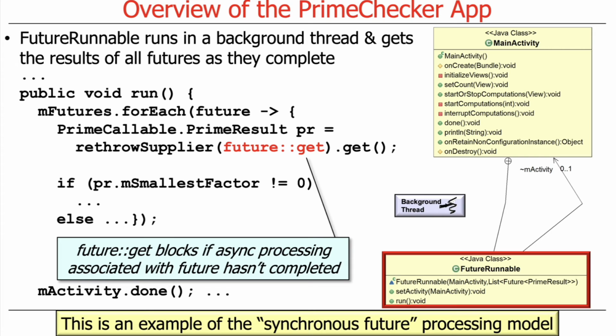And this is an example of what's called a synchronous future processing model. We are waiting synchronously in some order, the order in which the calls were invoked, that were submitted, to get the results of those calls. There's pros and cons with this approach, mostly cons, but bear with me for now.